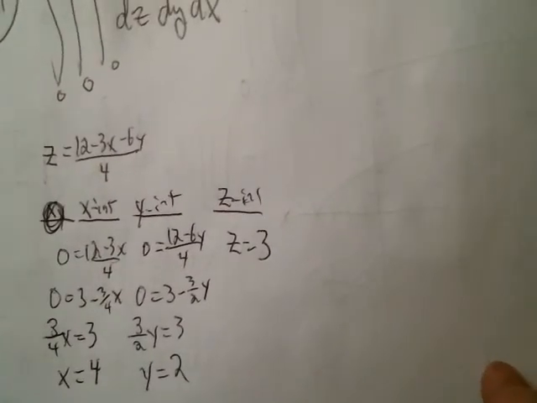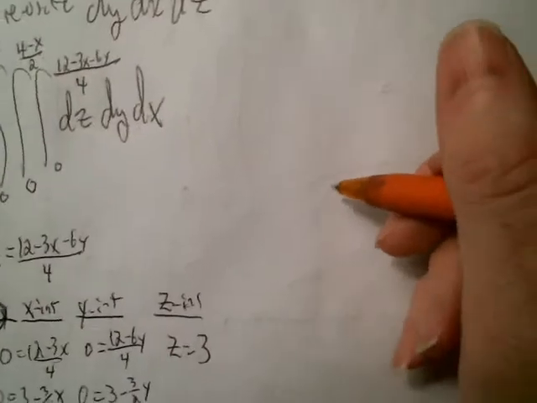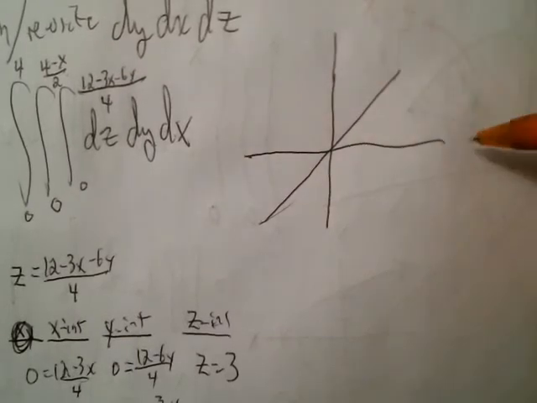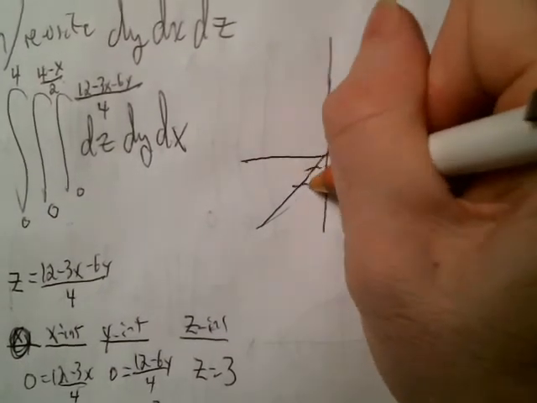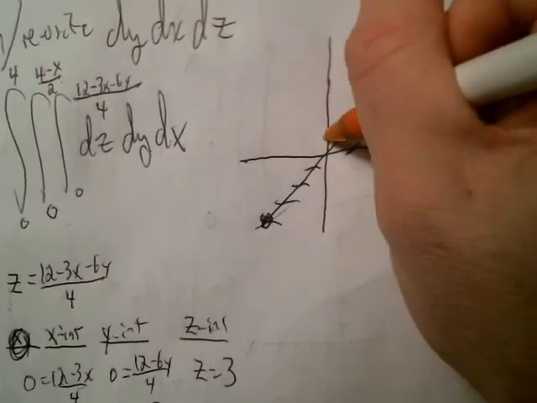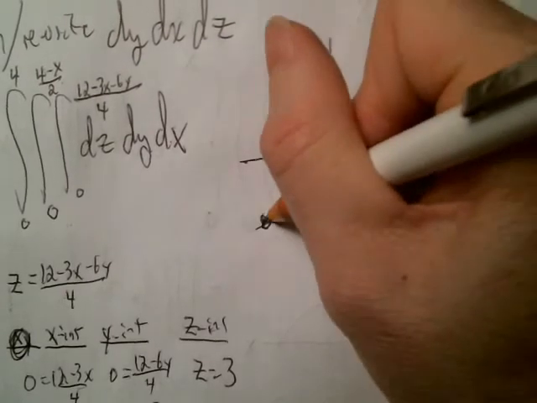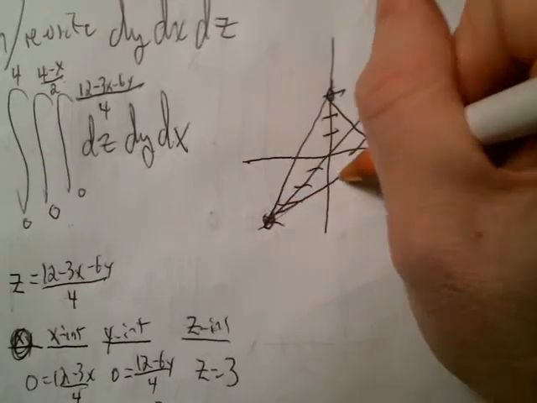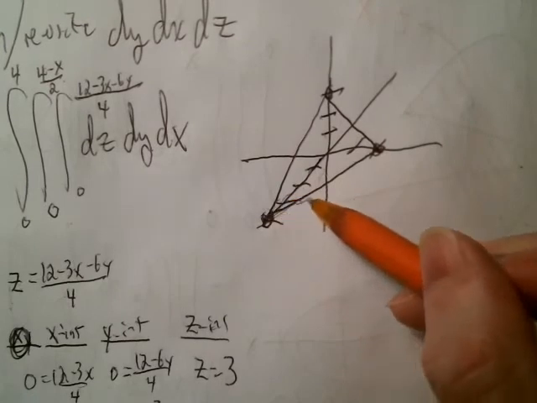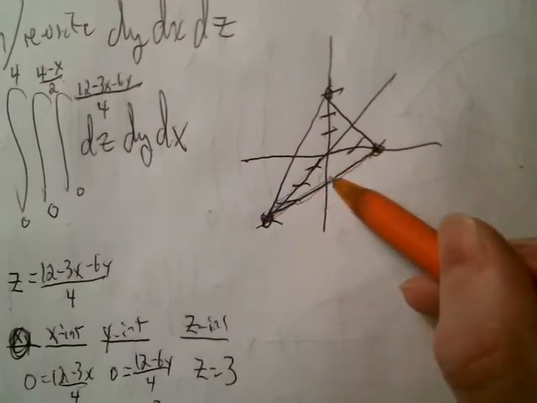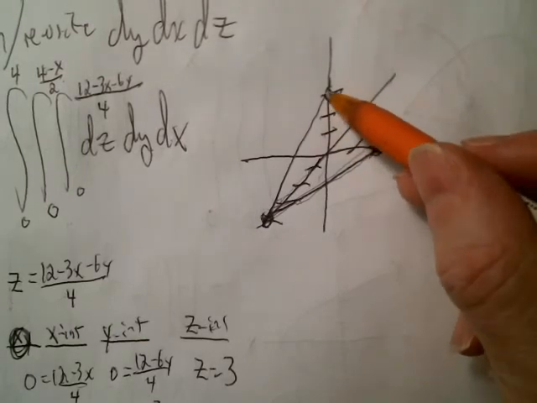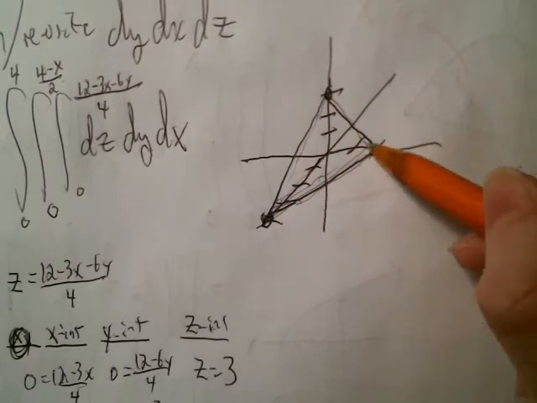Okay, so let's get a picture of what we're dealing with here in XYZ space. X is 1, 2, 3, 4. Y is 1, 2. And then Z is 1, 2, 3. Okay, so it's this triangle type situation again. So going from surface Z equals 0, which is the XY plane, to Z equals 12 minus 3x minus 6y over 4, which is this triangle.